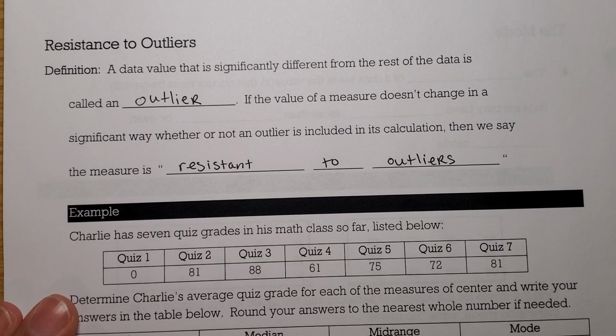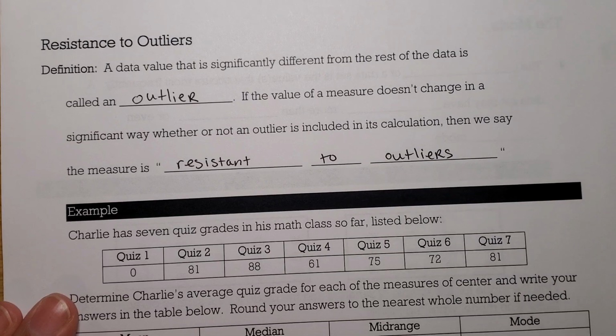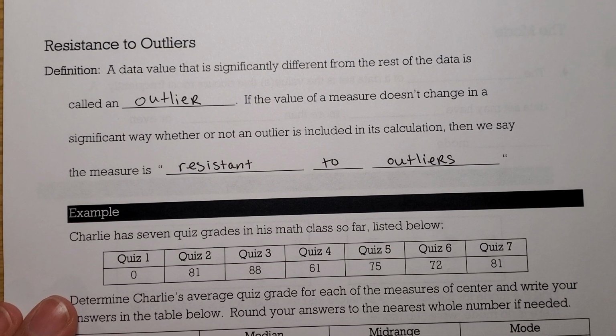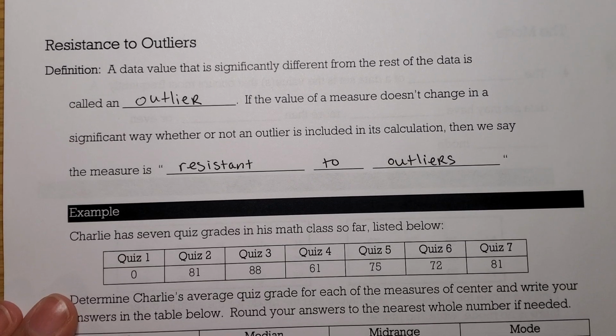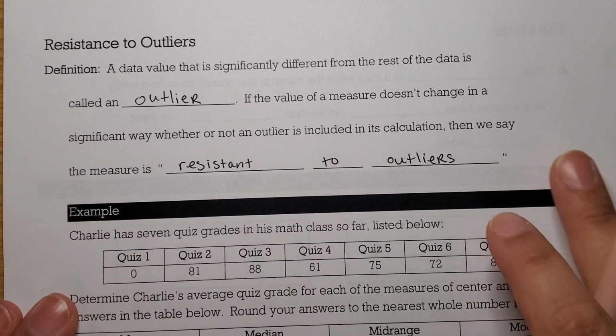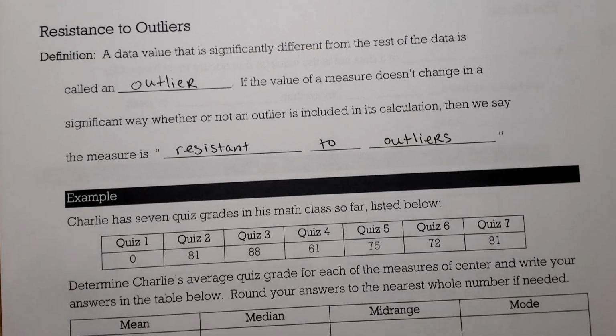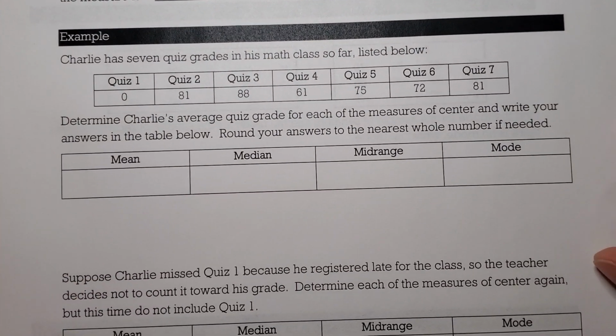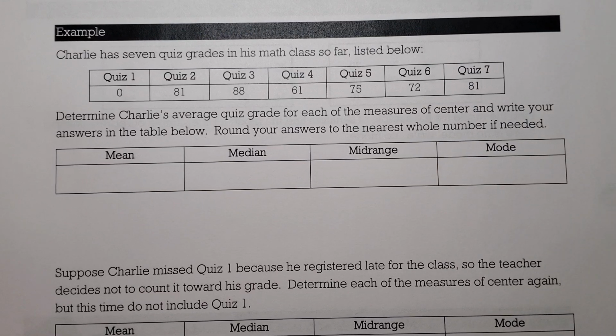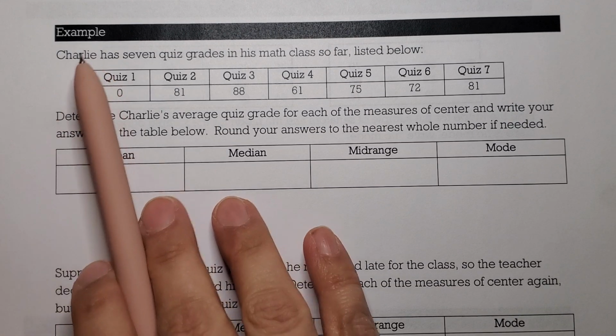But if you're like, well, I don't want that athlete to have an impact on my measure of center because they're the exception, not the norm, then you would want a measure that is resistant to outliers. So we're going to explore some different measures of center and see if they have an impact, whether or not outliers are included. For this example, we're going to look at 7 quiz grades for Charlie.